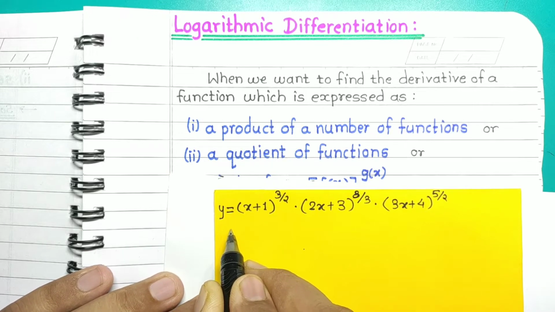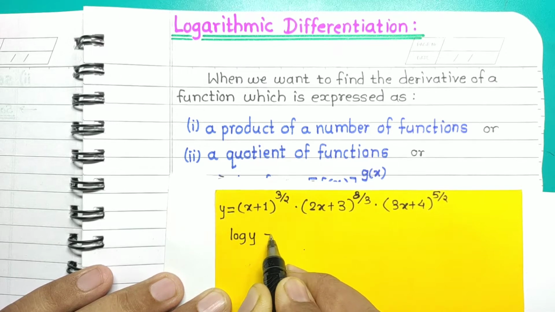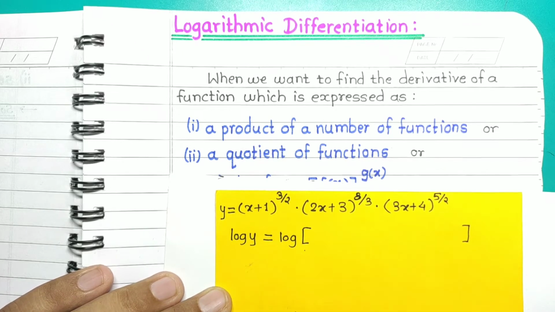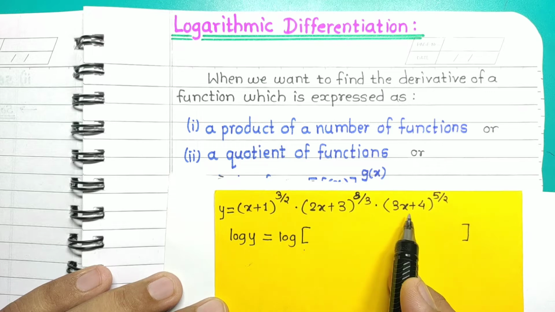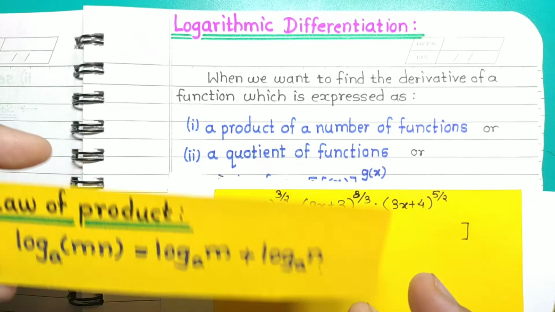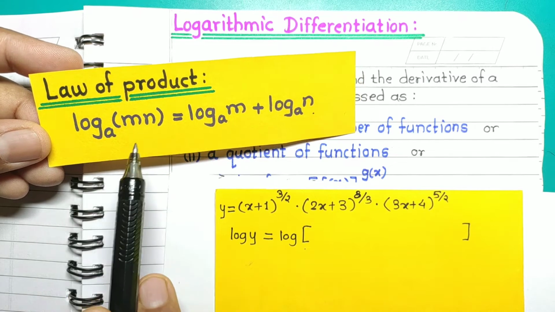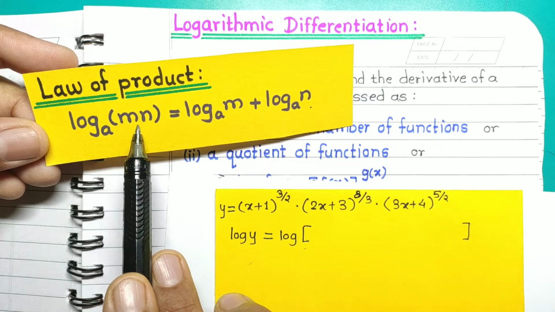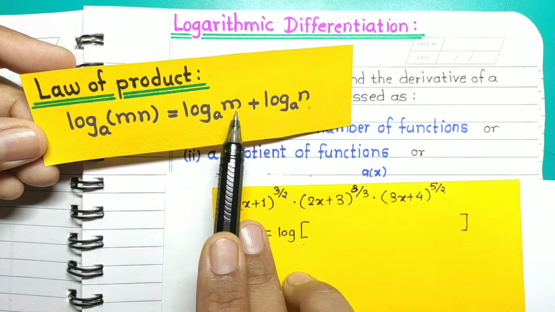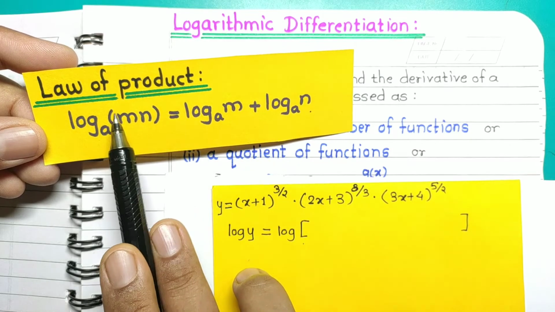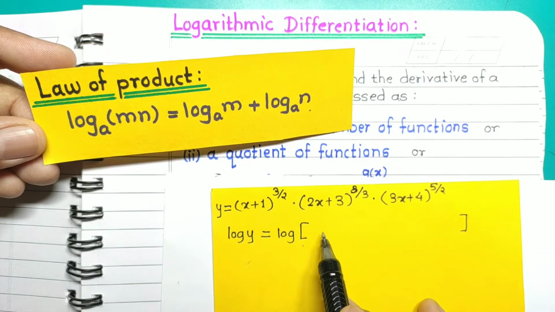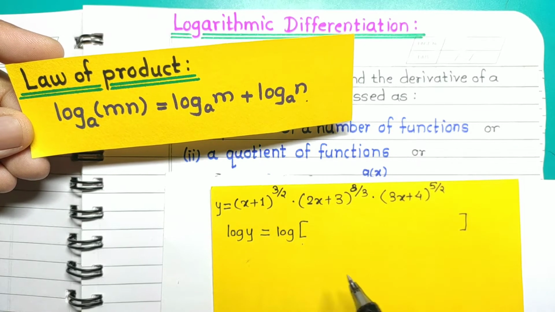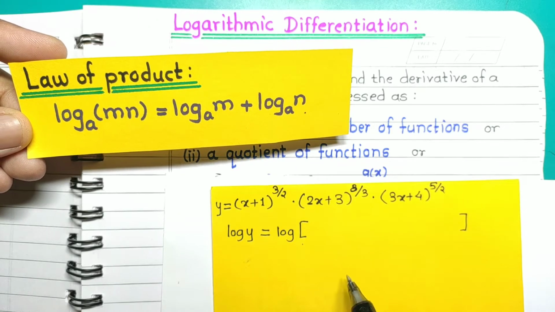Taking logarithm on both sides, we get log y is equal to log of all this product. Now to simplify this product, we have the law of product from logarithm. When we have log mn, that means log contains a product of two terms, we can separate them: log m plus log n. So using this law of product, we can simplify this log of product term, and then we will take the derivative. So this is the technique of logarithmic differentiation.